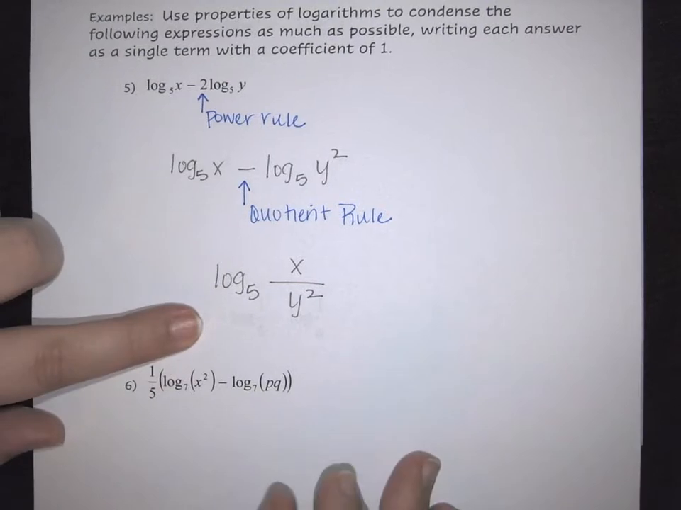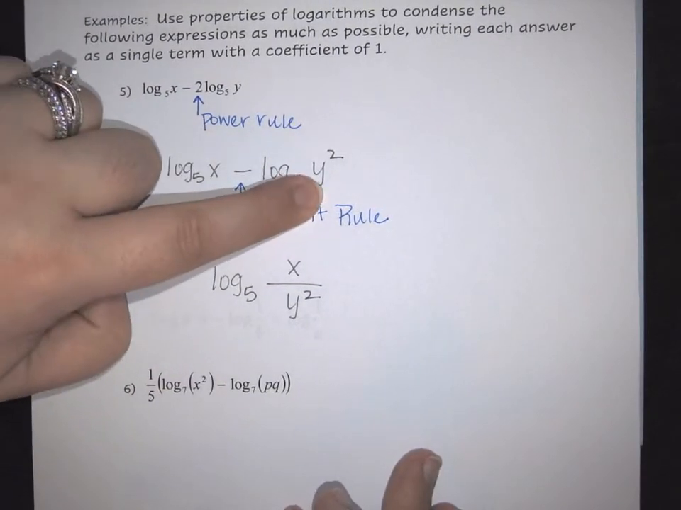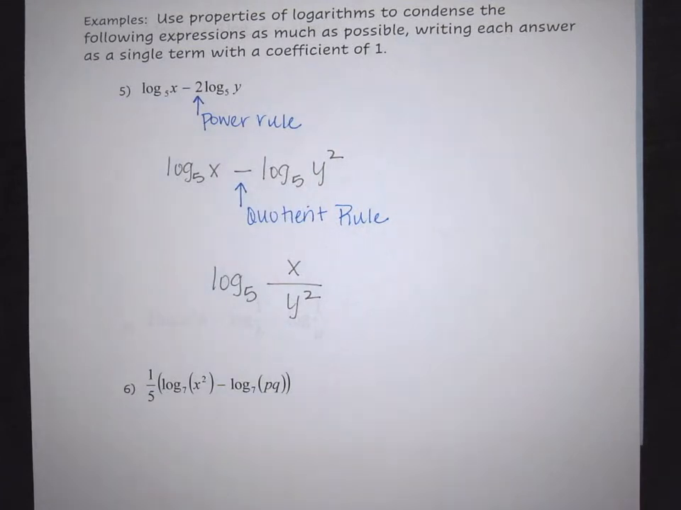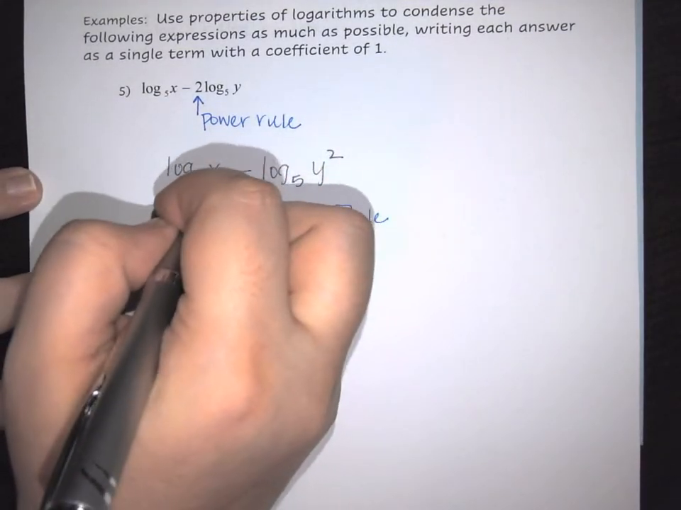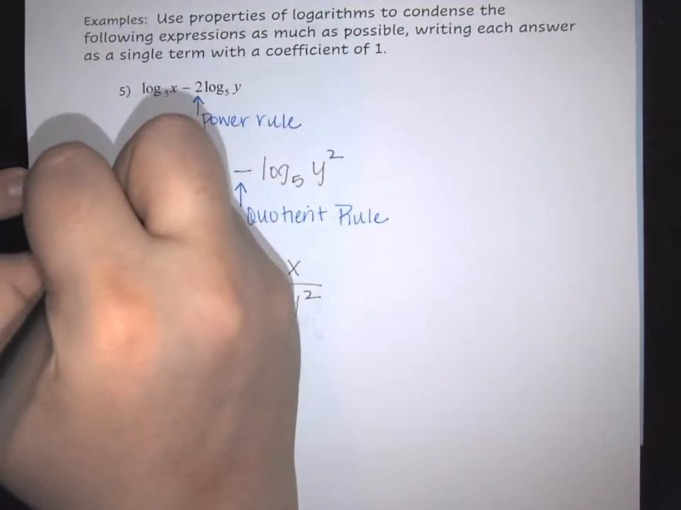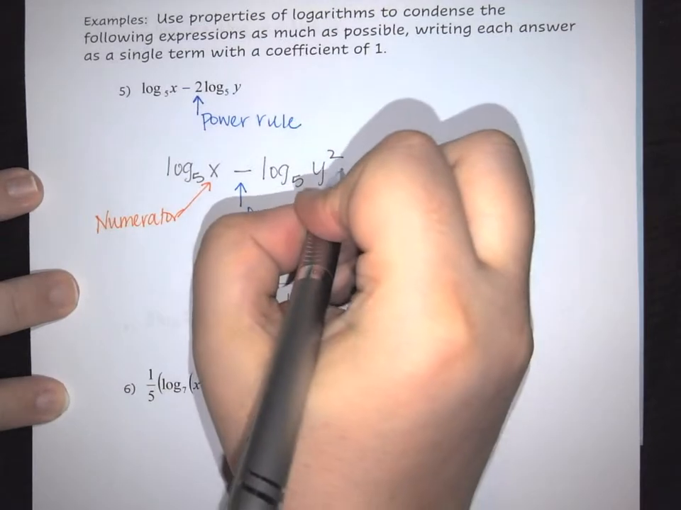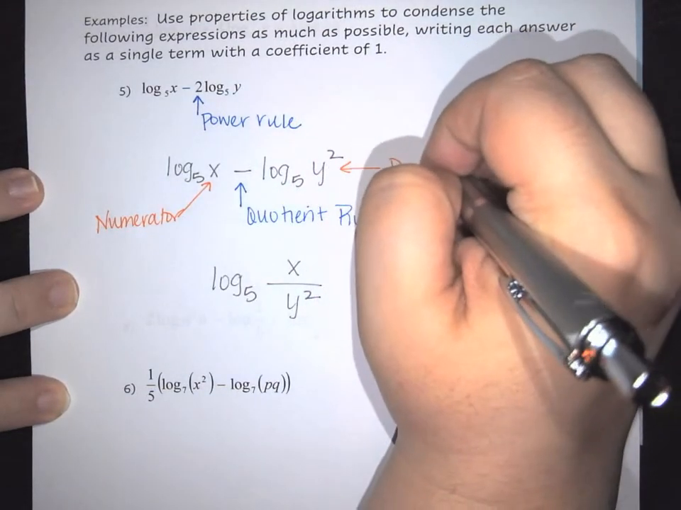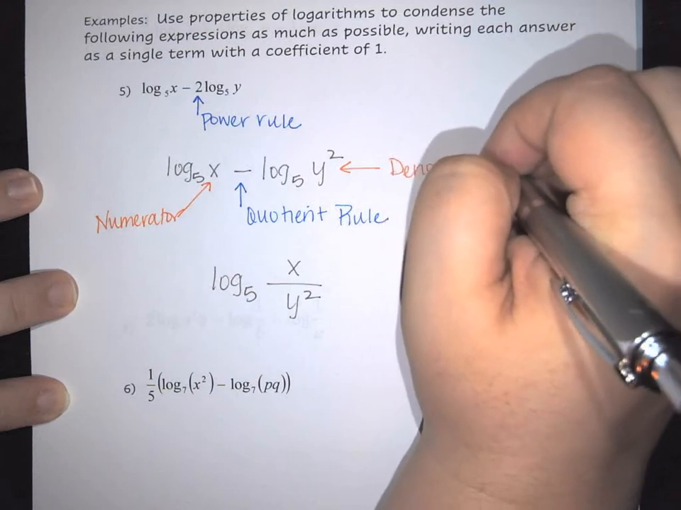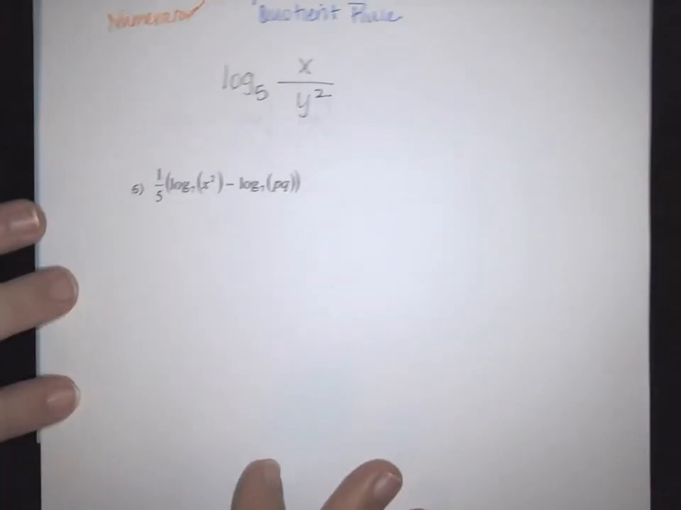So the way the quotient rule works is your first term is your numerator and your second term is your denominator. Okay, so again, so you don't forget, my first term here is going to be the numerator, and the back term here is going to be the denominator. And so that's how we end up writing it. Alright, let's look at another one.